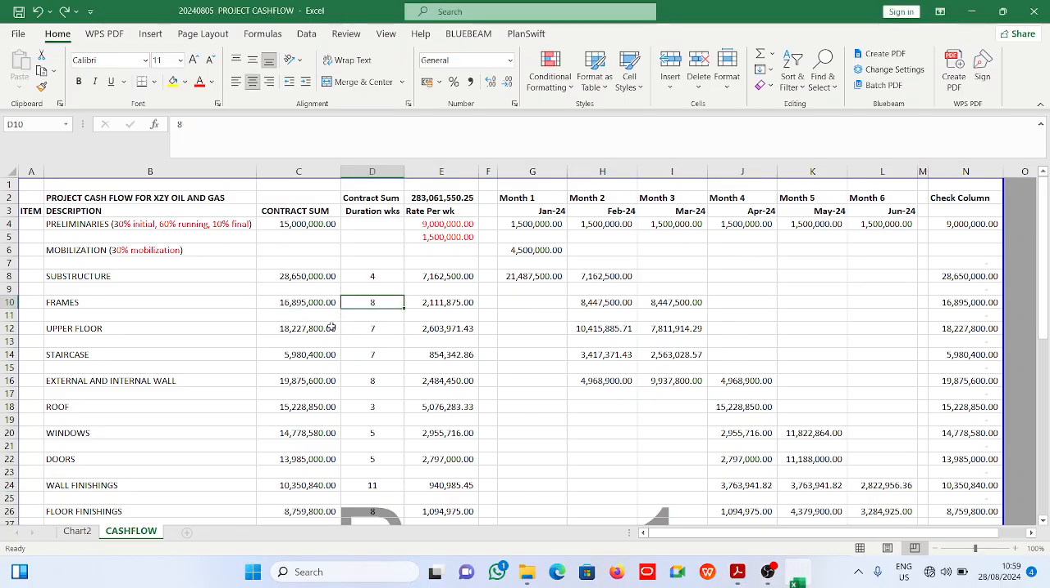Now let's come here. This is here, 8 weeks. Now the question is, what will be the rate per week? We already have it here, but the question is, how are we going to impute them here? Because the 8 weeks is not just in month 1 and month 2 or month 2 and month 3. The program of work will tell us what to do.